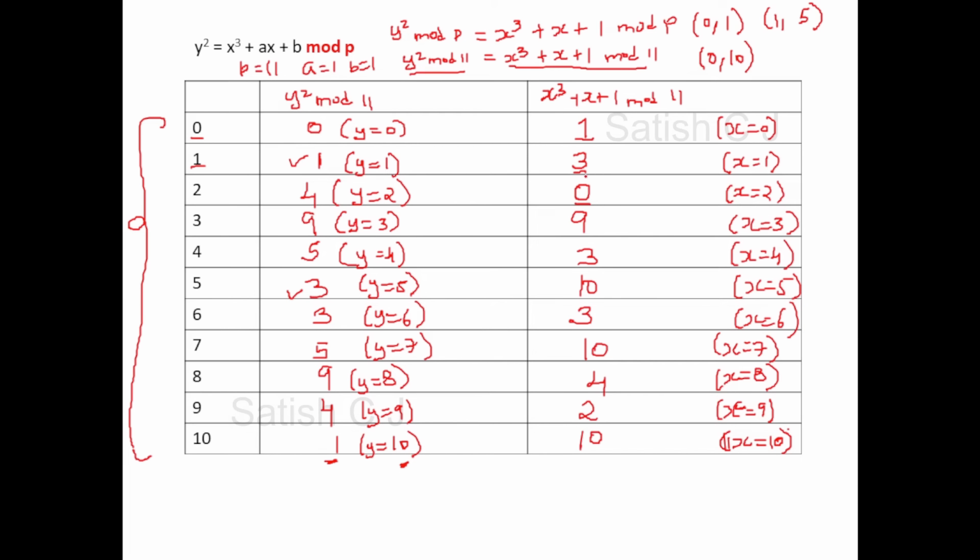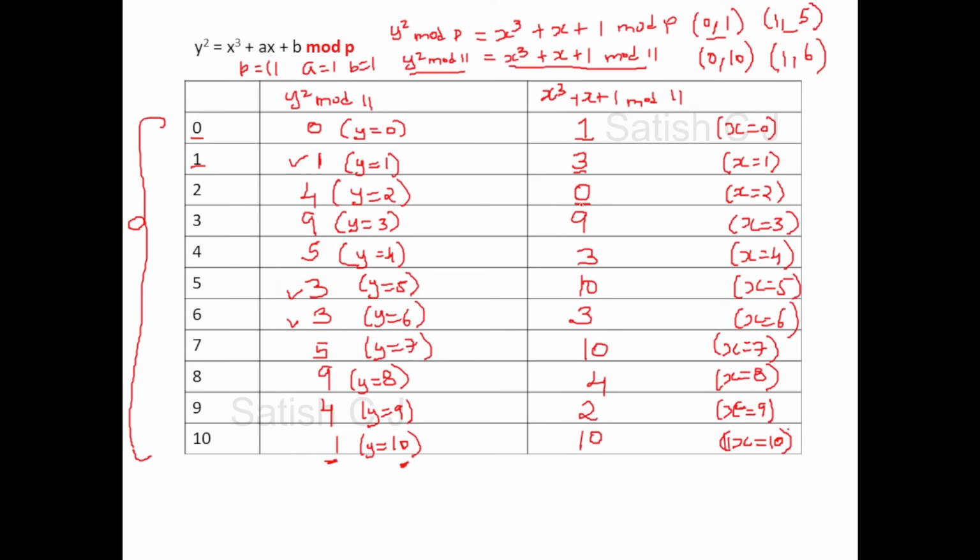We have another match too. Here we have a 3, here we have a 3. So both these sides match. So what are the points? Y is equal to 6 and x is equivalent to 1. So this is our next point. So we have started finding points. So all these points will satisfy this equation. So let's go to the next point.